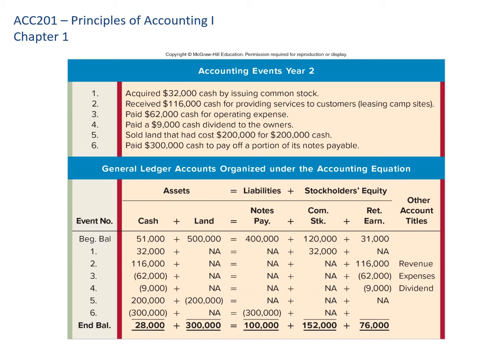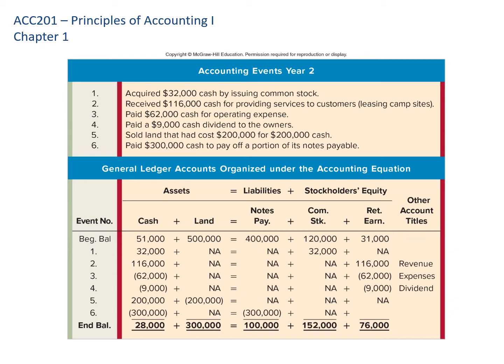So transaction one, we acquired 32,000 cash by issuing common stock. So when cash comes into the business, cash is going to increase. So transaction one, cash goes up by 32,000, and my common stock goes up by 32,000. So the equation stays balanced.